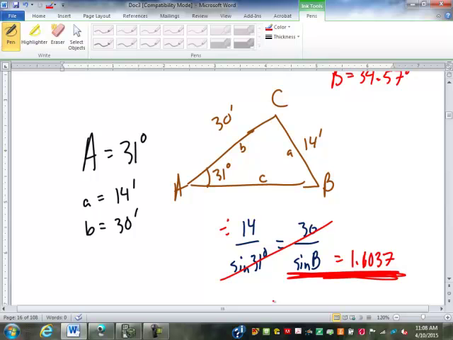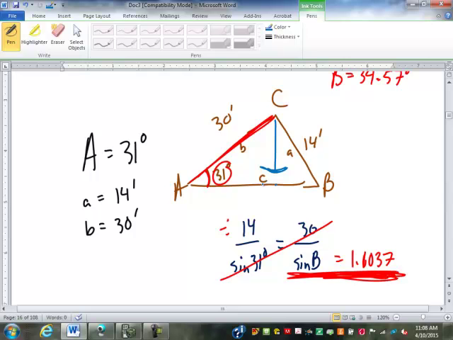What this is saying is this is not a triangle. If this angle here is 31 degrees and this side is 30 feet, 14 feet is not enough to reach back down to this side. So this cannot form a triangle. It's not solvable because it's not a triangle. Exactly. Now there's a second possibility that can happen here.